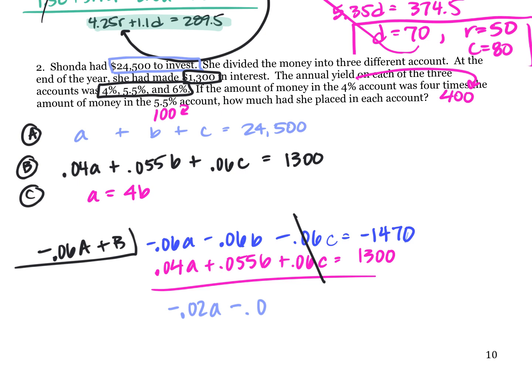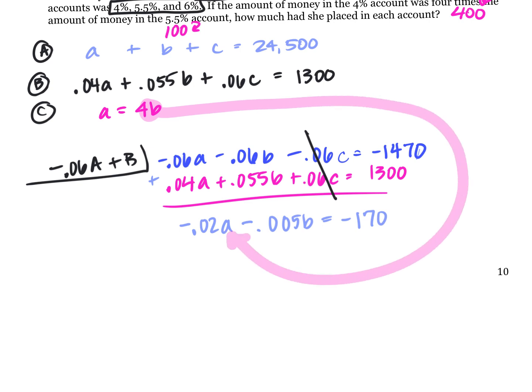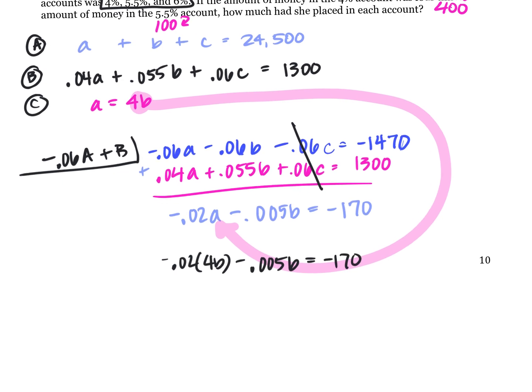Did I do that right? No, 0.005. Thank you, Porter. Did you get that with your calculator from your watch? Yes, I hate that. Okay, when I combine these two, I just got A and B. What's A and B in my third equation? That's all we have there too. Now Cooper's happy because, Coop, what do we get to do? Substitute. Instead of A, I'm going to put in 4B. So I'm going to have negative 0.02 times 4B minus 0.005B equals negative 170.